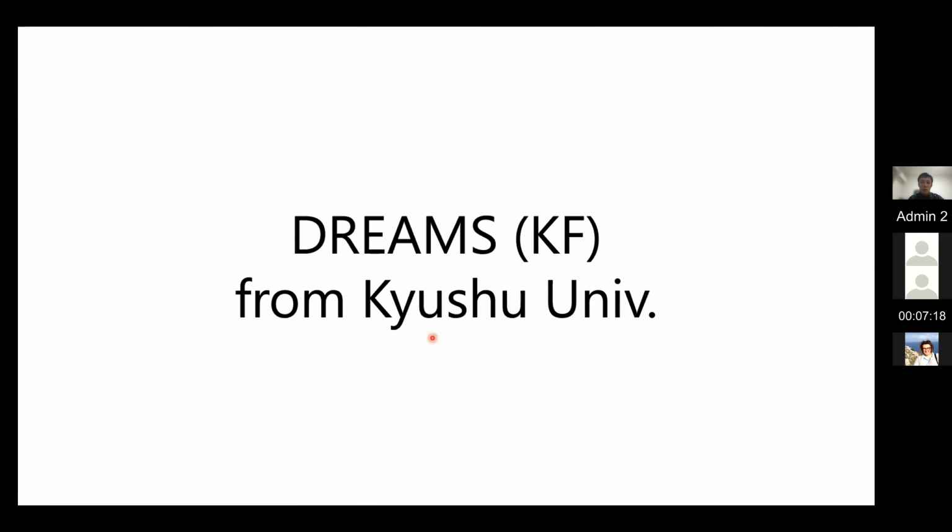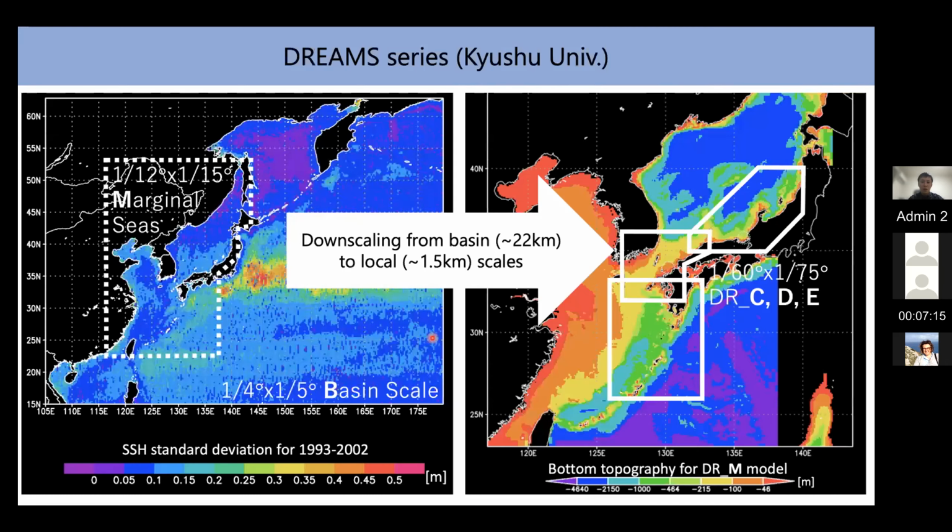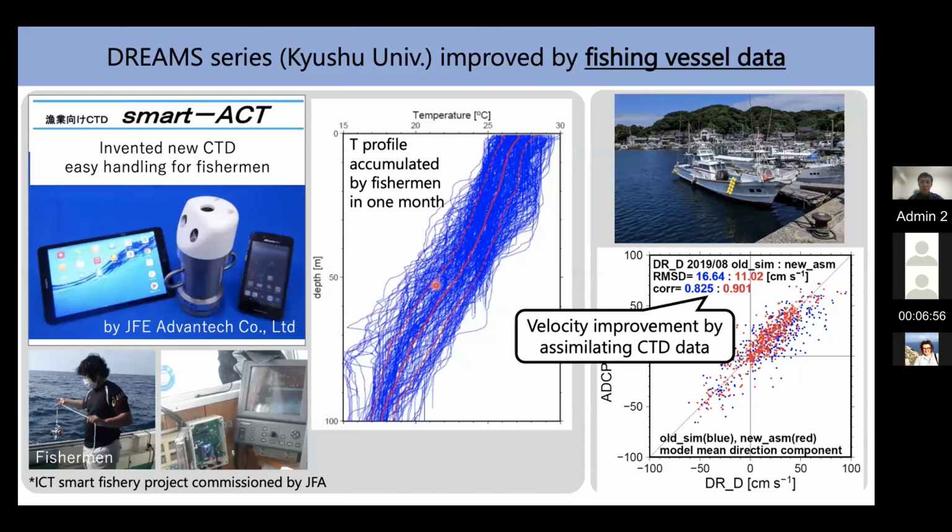So next is DREAMS from Kyushu University. This DREAMS is also downscaled from the basin scale to the local scale. That is, 20 kilometers to a 1.5 kilometer horizontal grid. They have now established a project in collaboration with a private company, JFE Advantech, and fishermen.